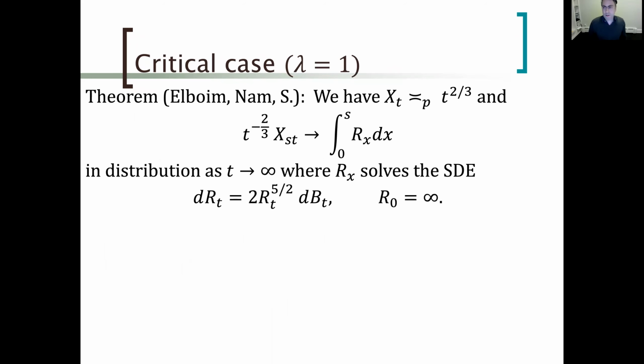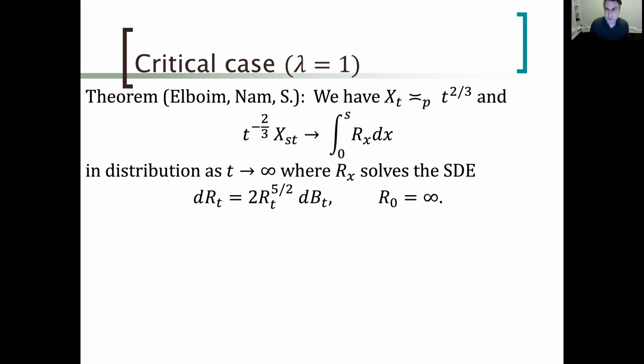Okay, and so now in the critical case where lambda equals 1, the predicted speed was that it grows like t to the 2/3, and with Dor and Danny we showed this and worked out what the right scaling limit is as well. So when you rescale by t to the 2/3, it converges to the integral of a diffusion, where the diffusion is given by this stochastic differential equation: dR_t equals 2 R_t to the 5/2 dB_t.